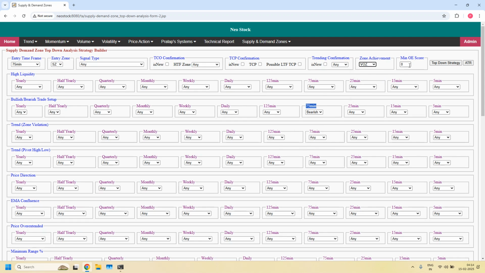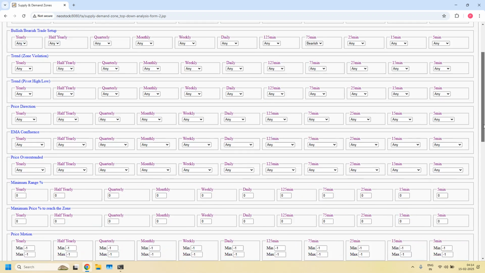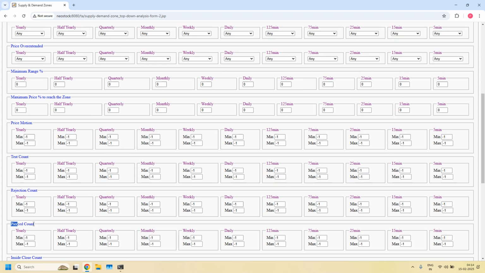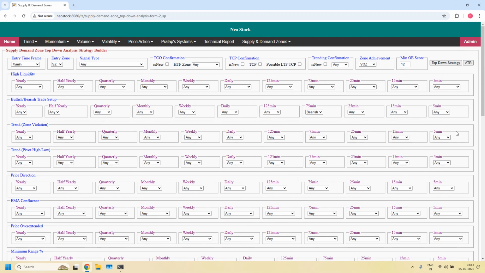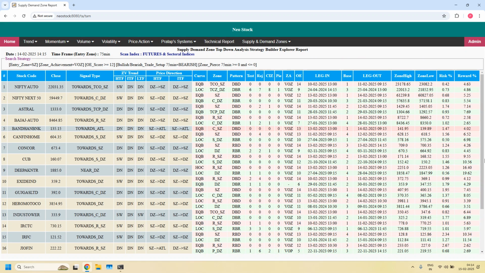Zone achievement VOZ, minimum odd enhancer score is 12. And the 75-minute supply zone should not be pierced. So in the pierced count, 75 minutes time frame, minimum value 0, maximum value 0. With these filters, we got 21 stocks. Currently 21 stocks are supporting bearish trade setup for weekly income trade, and all these entry time frame zones are 75-minute supply zones.